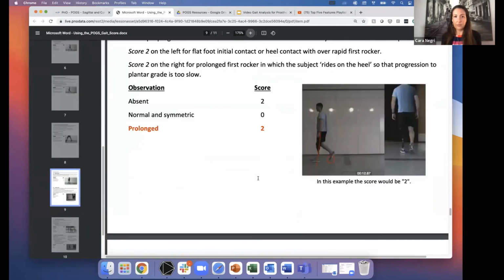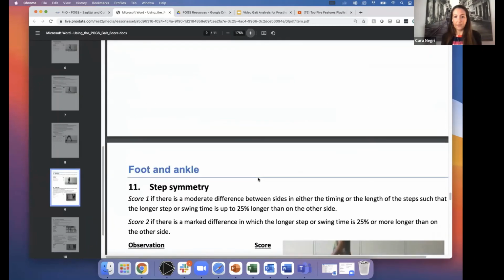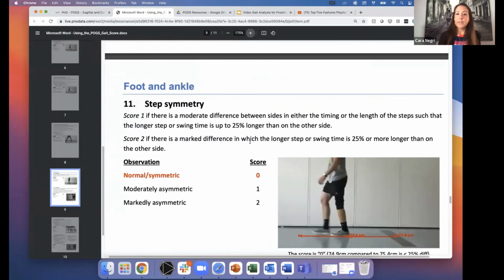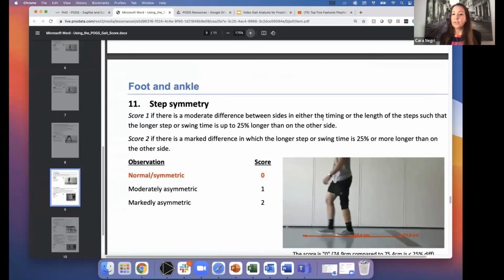So for our explanatory notes for step asymmetry, let's just quickly go through. Okay, so there's a little bit of math involved with this one. You're going to score 1 if there is a moderate difference between sides in either the timing or the length of the steps, such that the longer step or swing time is up to 25% longer than the other side.